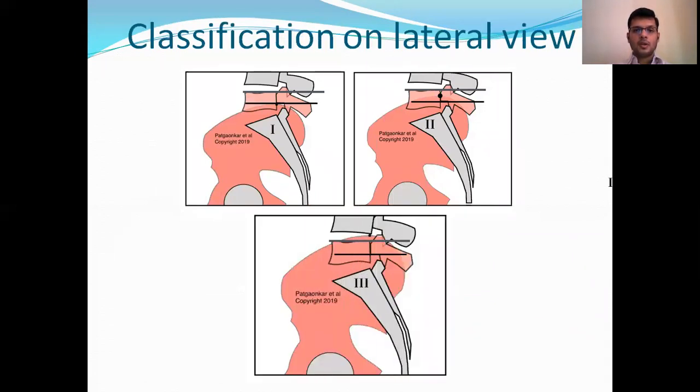This is a classification which was done on the lateral view. It has been divided into three types. Type 1, the point IB lies below line PL. In type 2, the point IB lies in between the two lines. And in type 3, the point IB lies above the line EL.